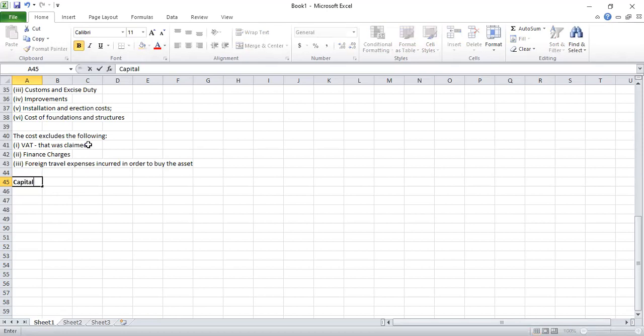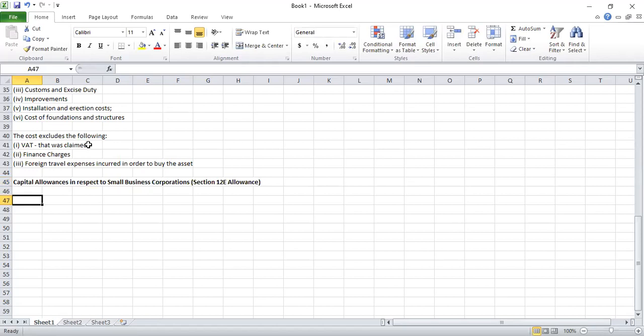All right, capital allowances in respect of small business corporations. We call them section 12E. A business can be registered as what we call a small business corporation. There are requirements that you should meet to qualify as a small business corporation. If you qualify, then there are special allowances that you can be granted, which are not available to some other companies.